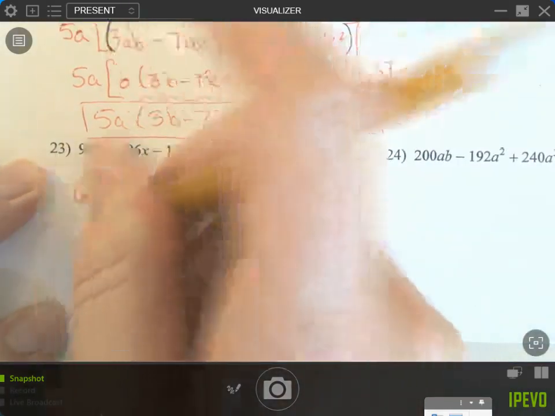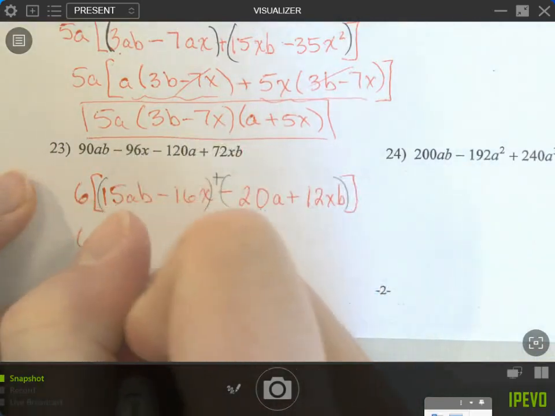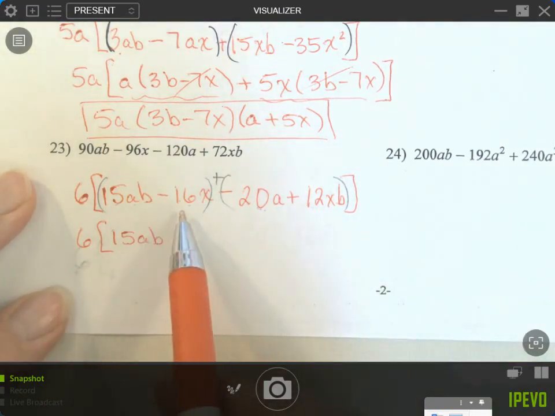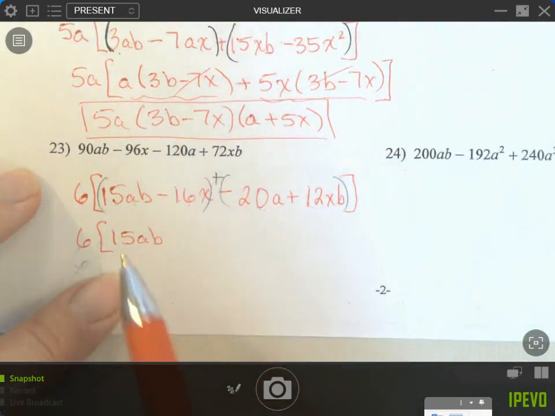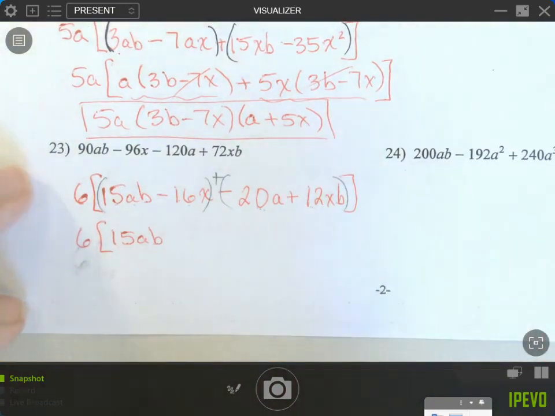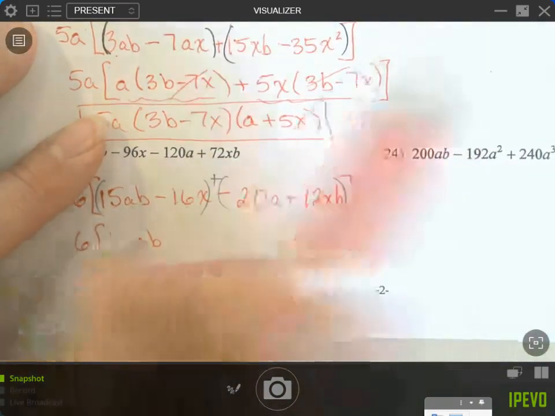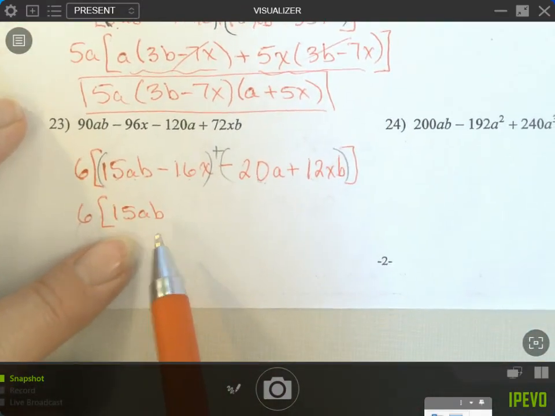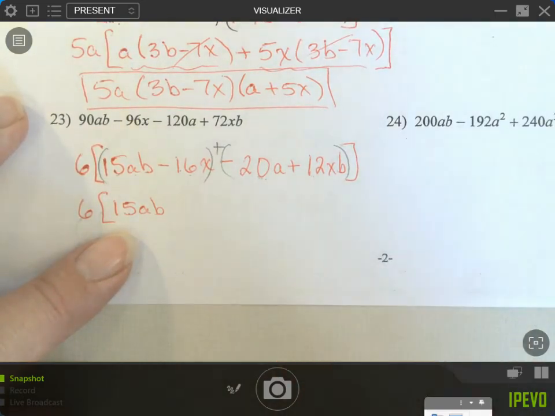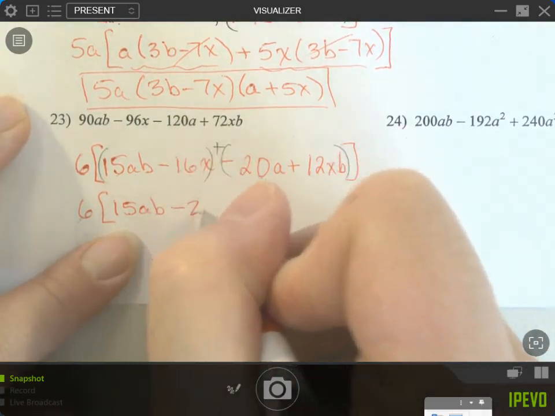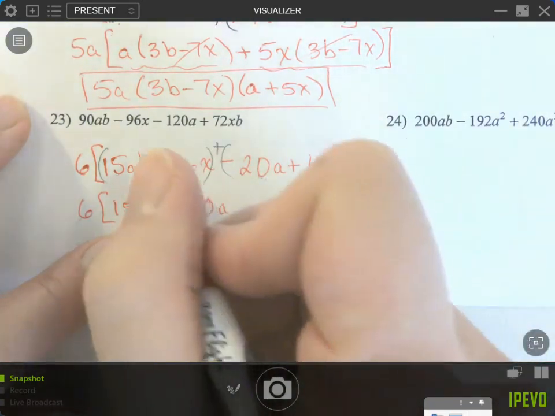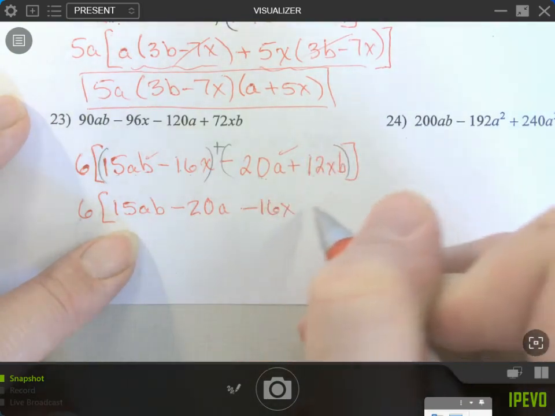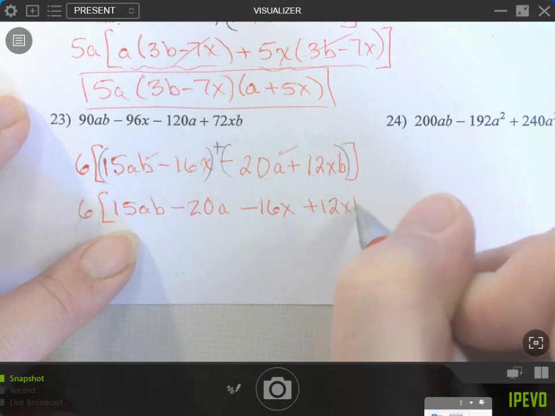I'm going to bring this up a little higher. So I'm going to leave that 6 out front. It looked good at first. And I'll leave the 15AB here, but it doesn't pair well with the minus 16. So give me one of these other two numbers to pair with the 15. What? All right, so I'm going to focus on this right now. 15AB, what would you like to pair with it? The minus 20A or the plus 12XB? All right, let's put the minus 20A with it then. All right, so that's done and that's done. And then we have the minus 16X and the plus 12XB.